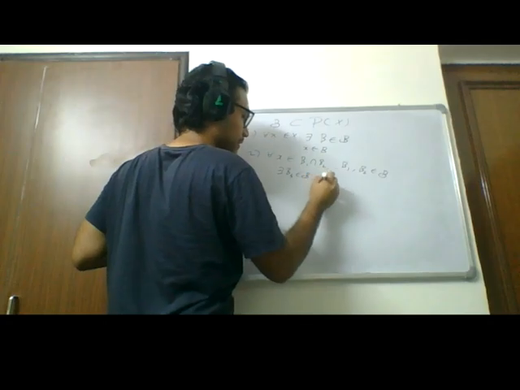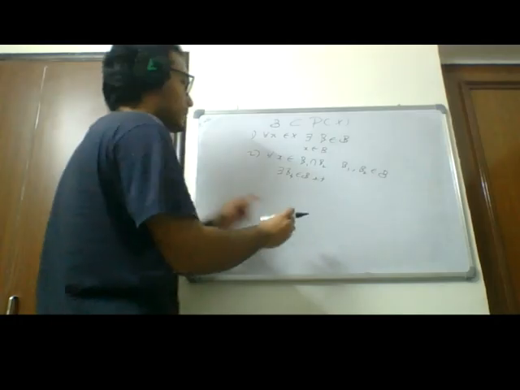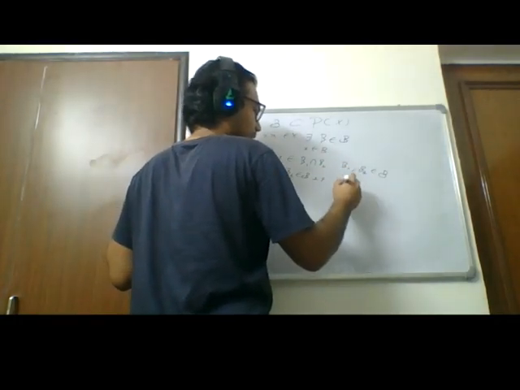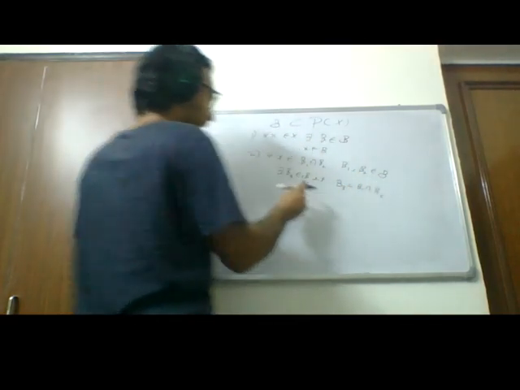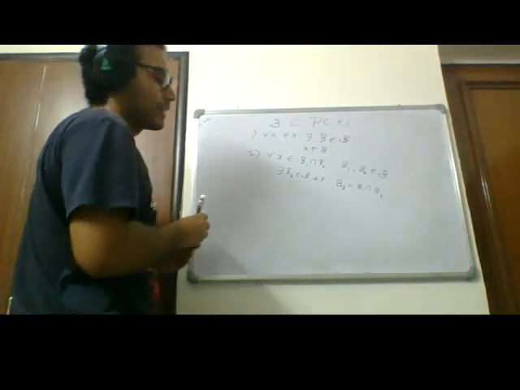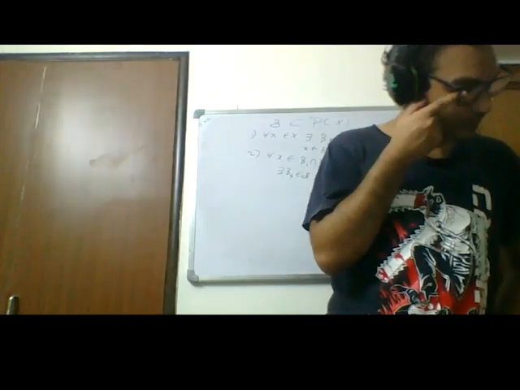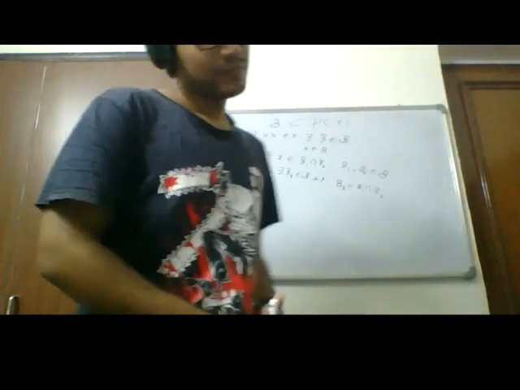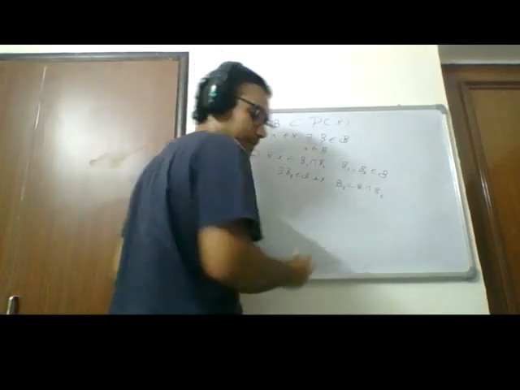such that B3 is a subset of B1 intersection B2. Oh, it's a subset. Sorry. Yeah, subset.